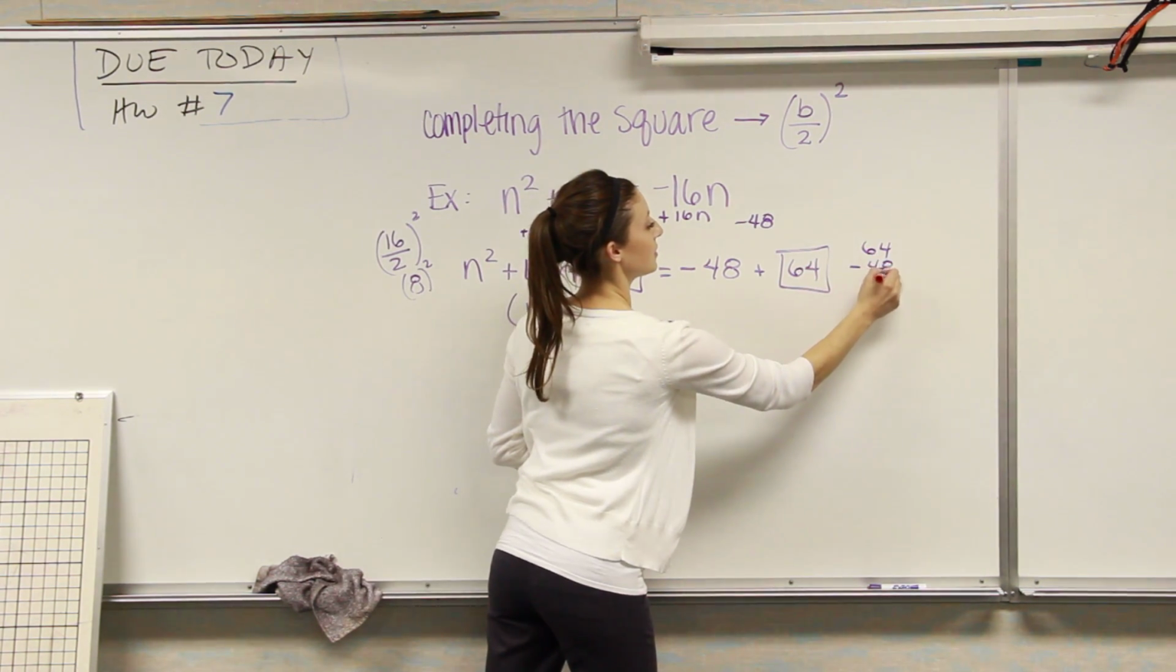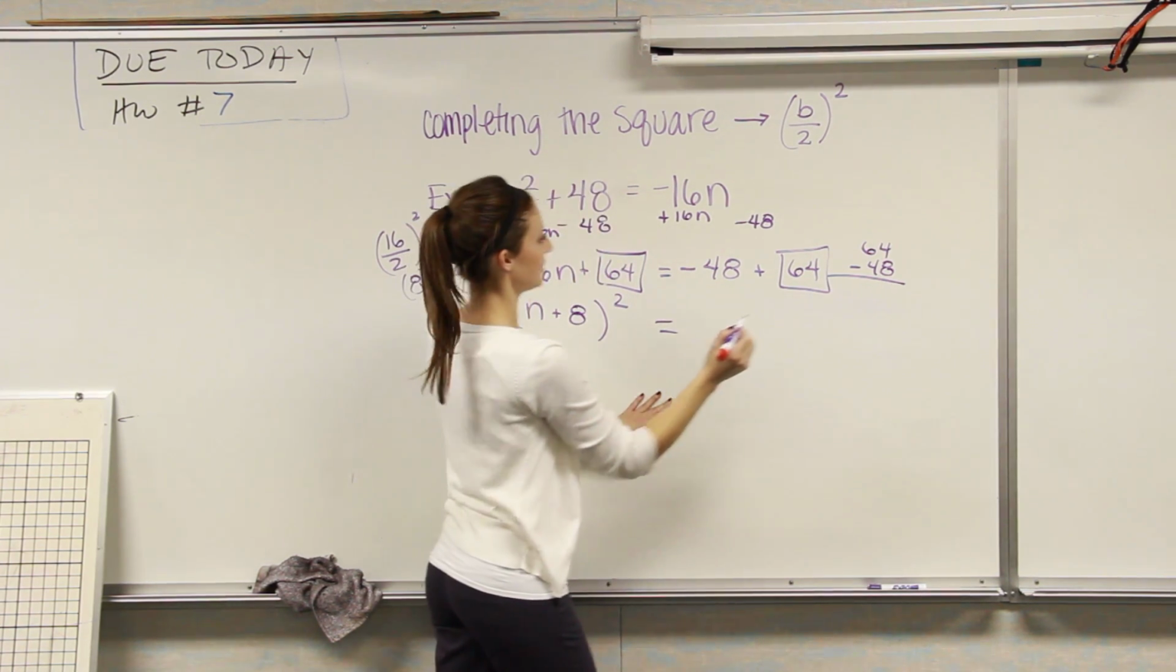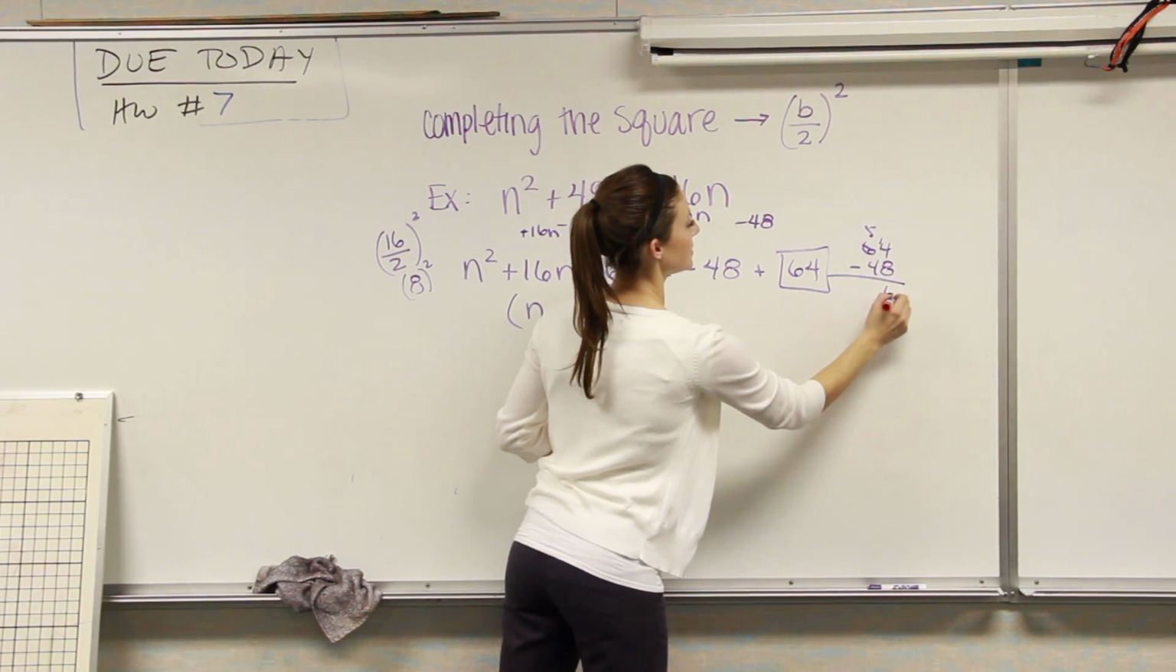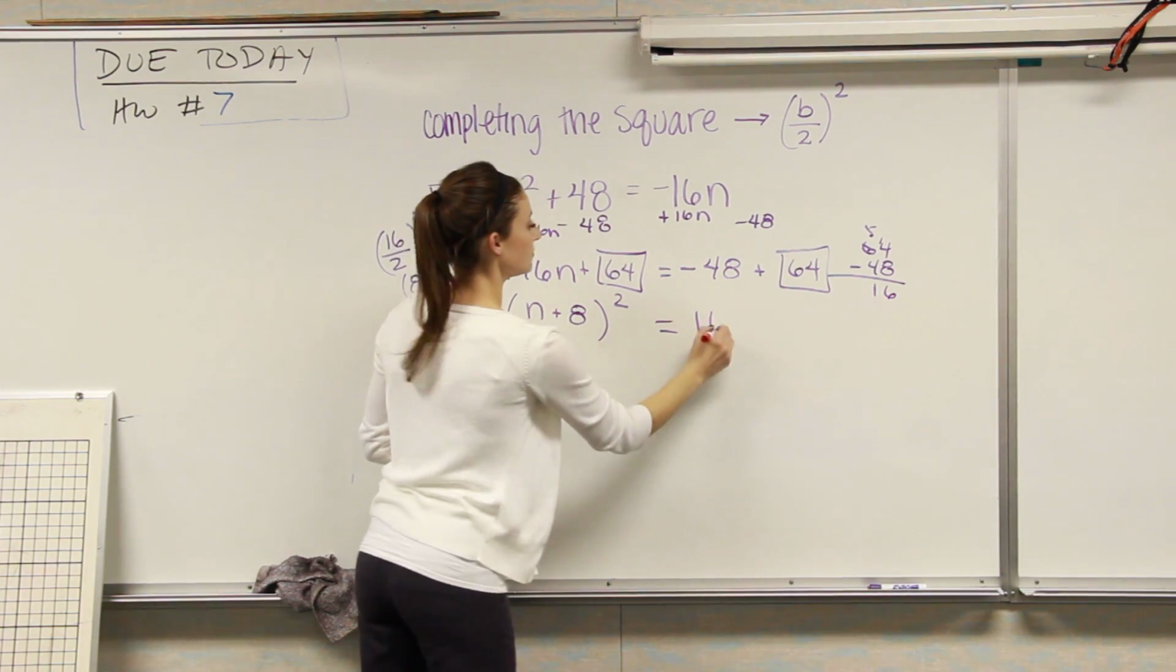I can't think because I'm on the camera. Did I do that right? Yeah. Negative 48 plus 64 is 16.